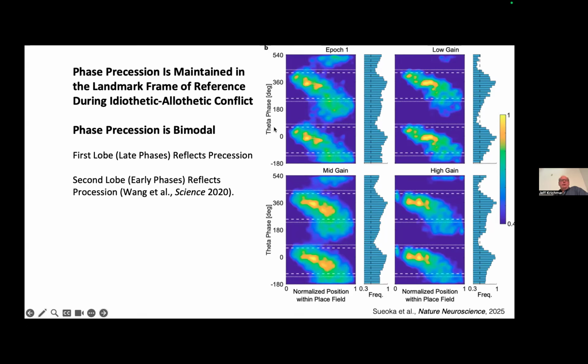Now, what Yotaro discovered in our experiments, when you had a low gain condition, this second lobe was much weaker or even disappeared. And in the high gain, it also was weaker. But when you had a middle gain close to one, the second lobe was there. So in our gain experiments, even though you see this phase precession is still there, we lose that second lobe of the phase precession plot when there's a mismatch between the animal's movement through the world and what the landmarks are telling the animal to do.